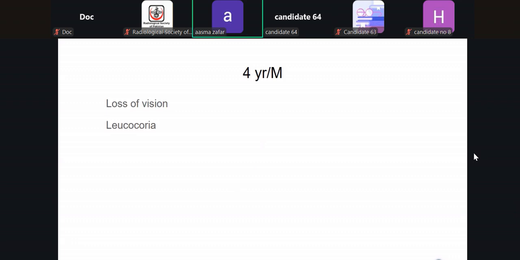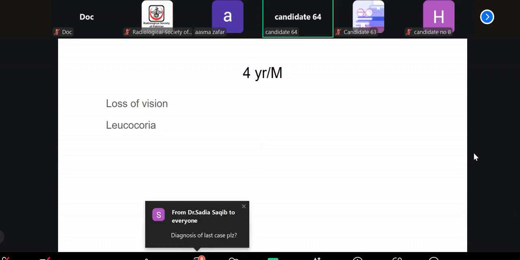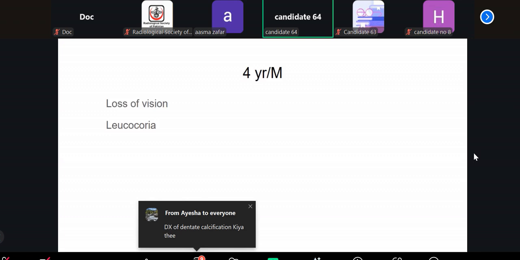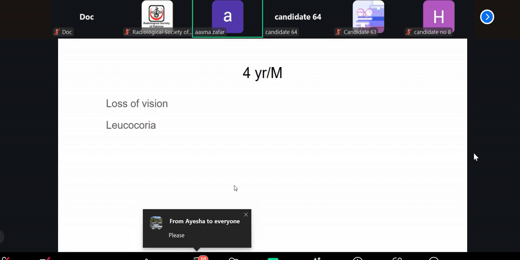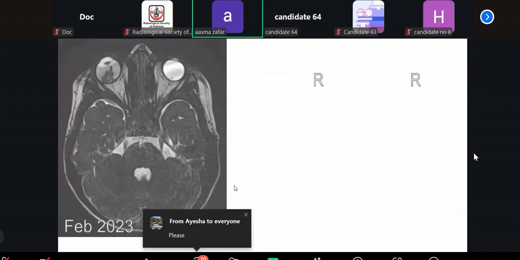I've been provided with a patient, which is a 4 years old male, and he's having a loss of vision with leukocoria. All right. So this was February 2023.